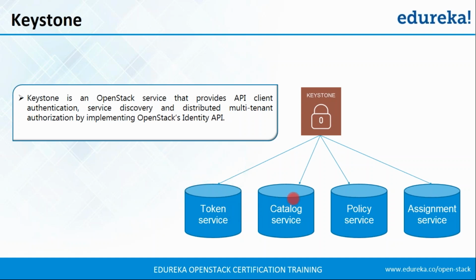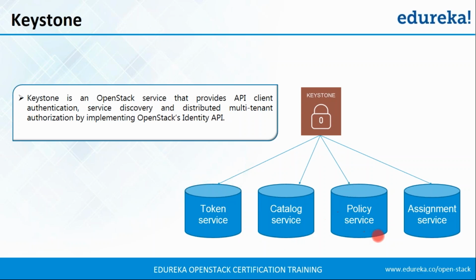And then with catalog service, what happens is that it provides you with an endpoint registry, which is used for endpoint discovery. Now, every other service in OpenStack is connected through endpoints. So with Keystone catalog service, you can have an overview of all the endpoints, and you can check whether the connection can be authorized or not for a specific user.